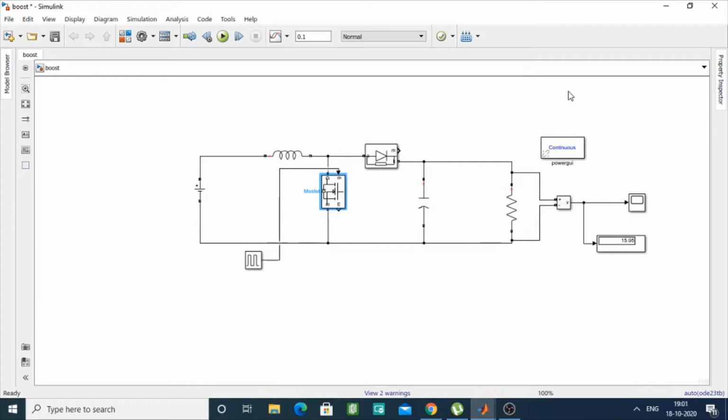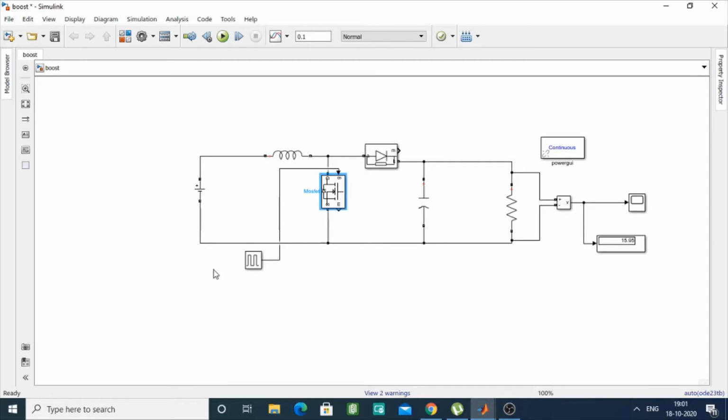Hello everyone. Today I am going to show you the simulation of a boost converter using Simulink on MATLAB. This is the circuit that I have prepared. But before we come to the simulation, let's understand the basics of what a boost converter is and what it does.